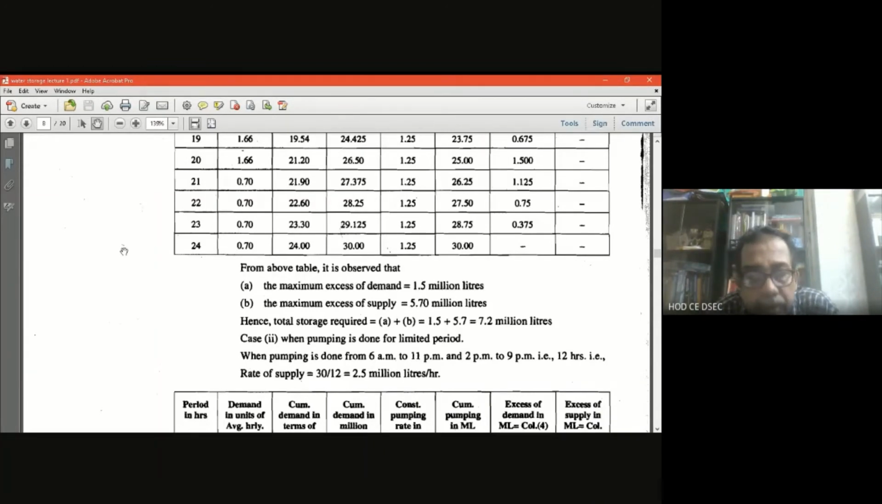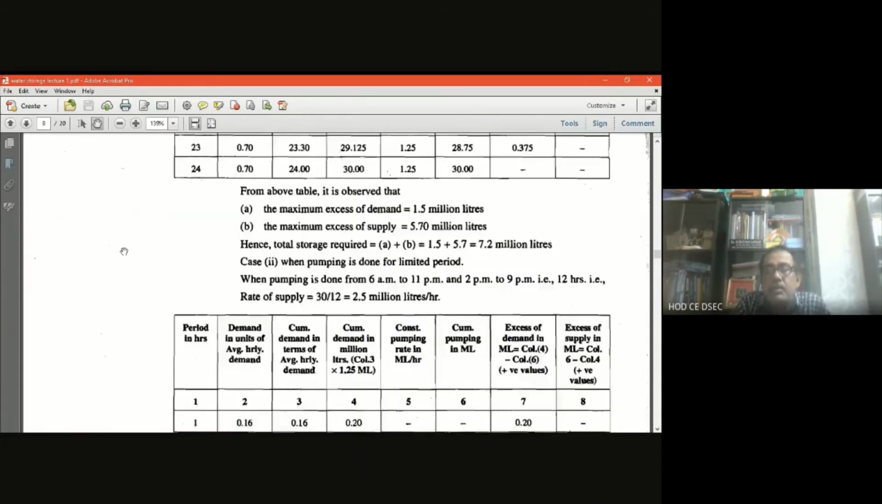Pumping will be running throughout 24 hours. Now case 2. The selected time of operation for the pumping, that means from 6 to 11 and from 2 to 9. That means in case 2, instead of 24 hours of pumping, the pump is operated for 12 hours.